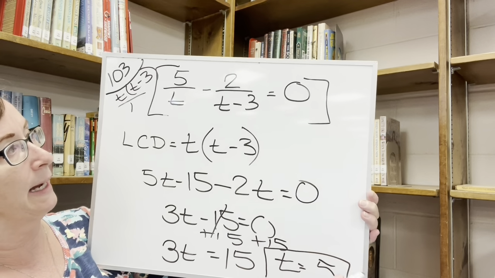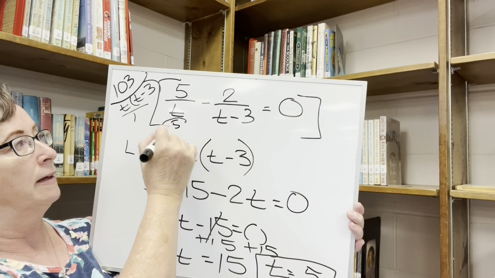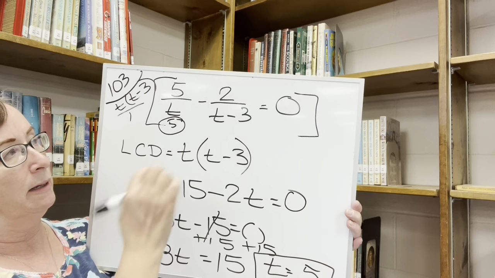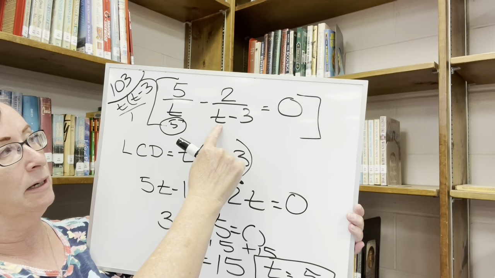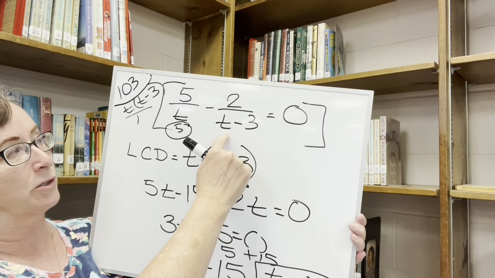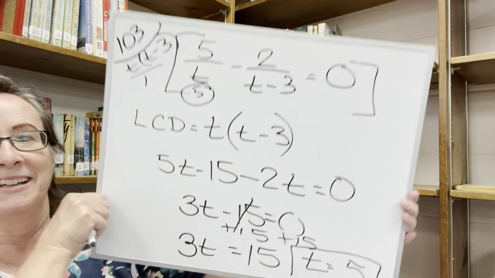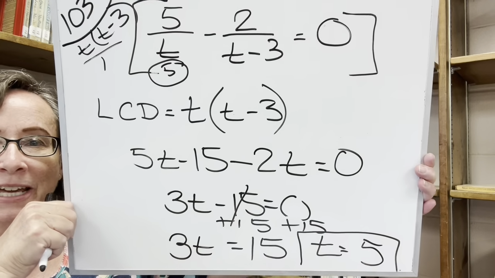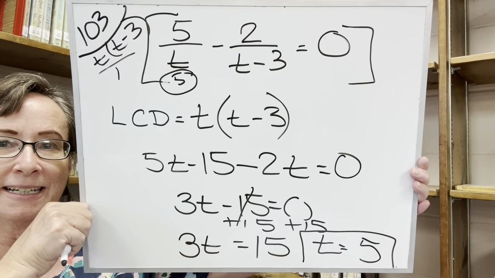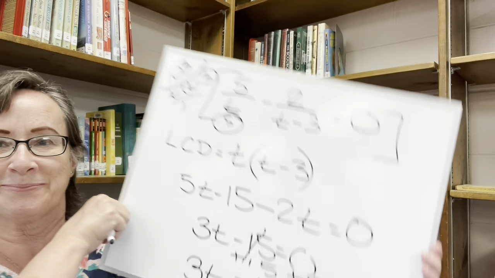Now, I haven't gone back and done it for each one, but if you plug in a 5 there, that becomes a 1. If you plug in a 5 here, that becomes a 2, minus 2 over 2 is also 1, and 1 minus 1 is 0. Did you get it right? Hopefully you did. Here comes the last practice problem.